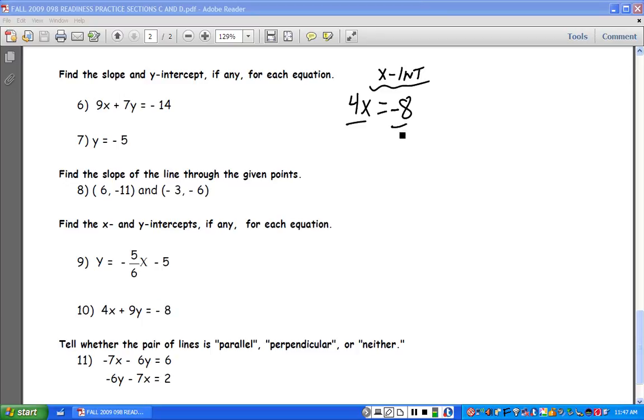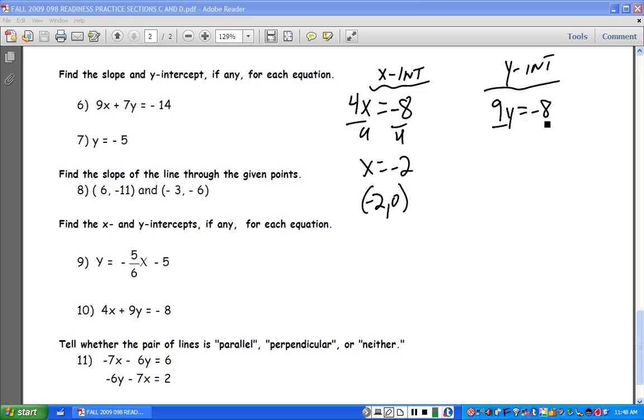Divide both sides by 4. X equals negative 2. Negative 2, 0 would be my x-intercept. Y-intercept now. Alright, looking back at our equation, y-intercept, we're going to make x 0. So if this x over here is 0, 0 times 4 would give me a 0. So now that's disappearing. That 4x is disappearing. So all I'm going to be left with is this 9y equals a negative 8.